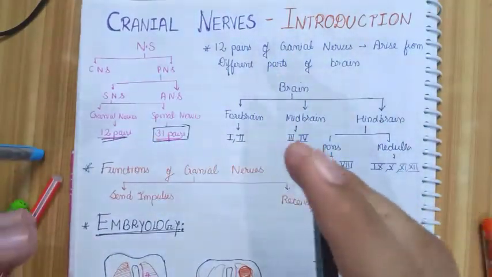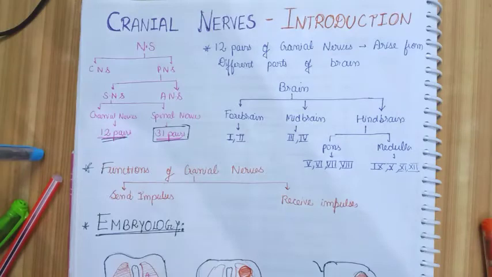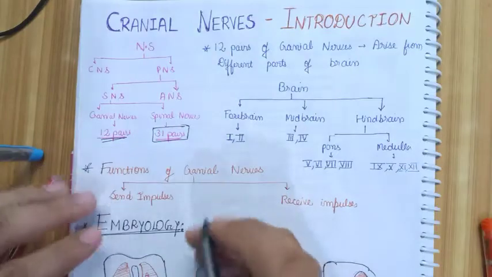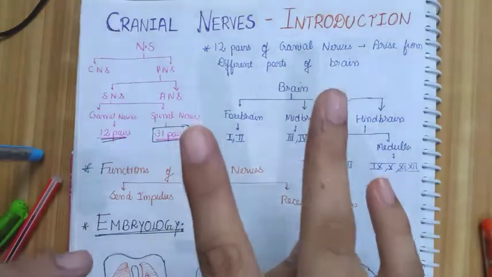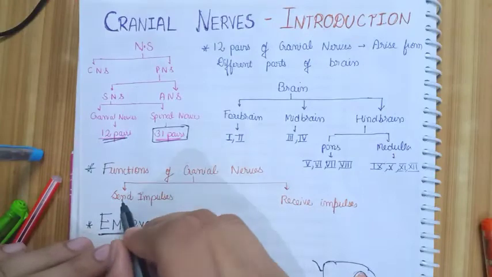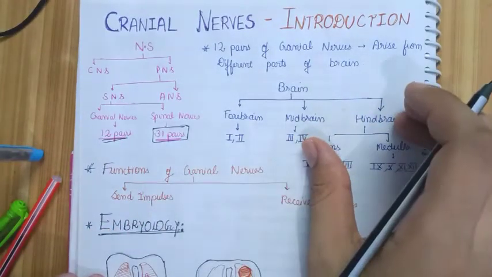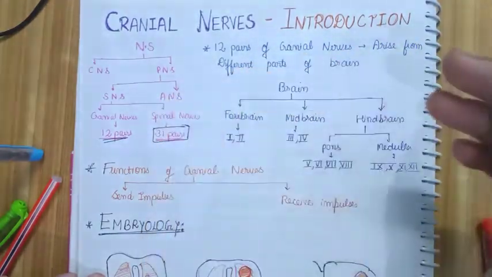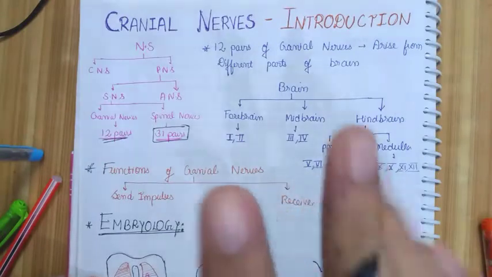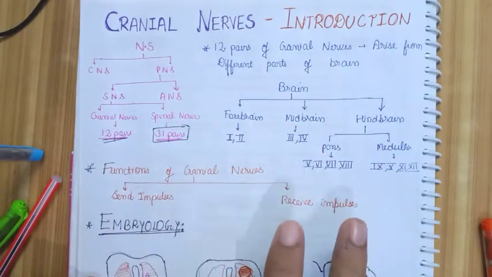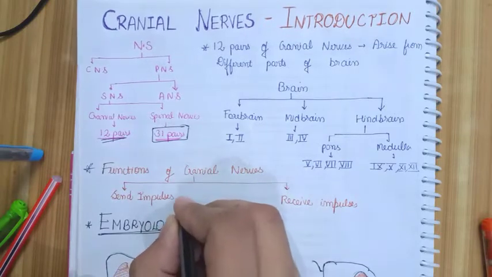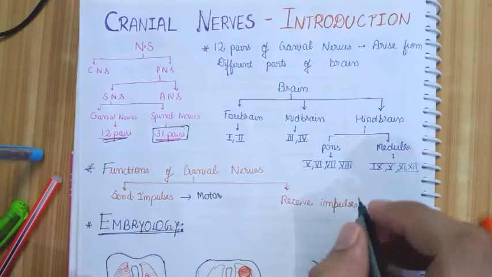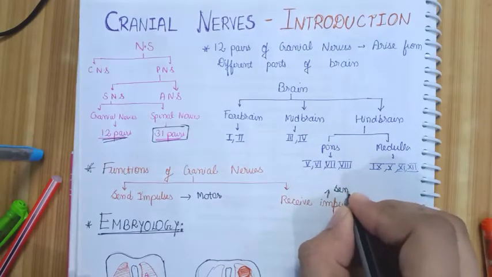Now it's very clear, we have 12 pairs of cranial nerves that arise from the brain. But what are their functions? What is the basic function of a cranial nerve? A cranial nerve serves two basic functions. Either they carry impulses from the central nervous system to the periphery or the effectors, or they receive impulses from the periphery and transmit them to the central nervous system. So either they send impulses or receive impulses. When they send impulses, they are said to have motor function, and when they receive impulses, they are said to have sensory function.